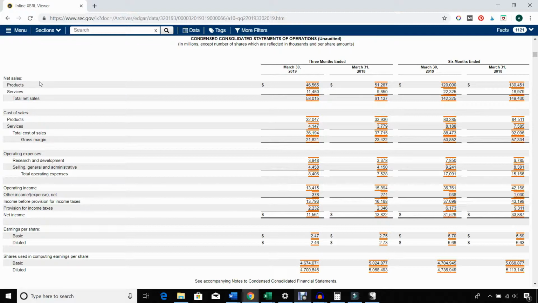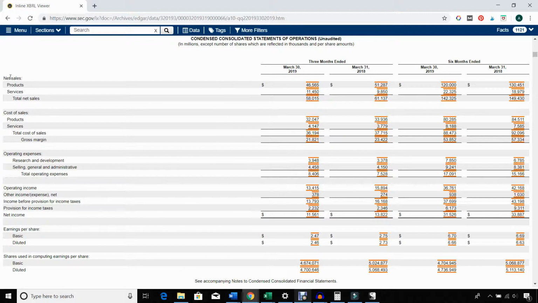Product revenue would be things like iPhone sales, sales of Macs, iPads, that sort of thing. And services would be services like iCloud or iTunes, stuff like that. If we were looking at a retail company like, let's say, Costco, there wouldn't be much service revenue, but there would be product revenue because that's what the business is.